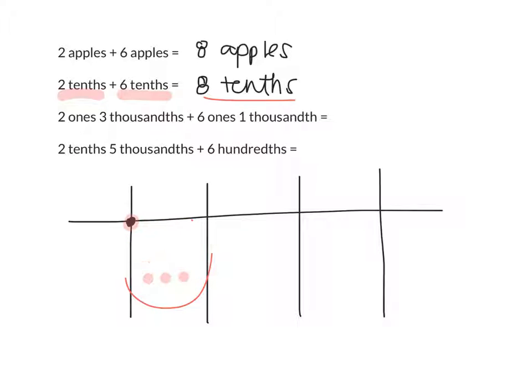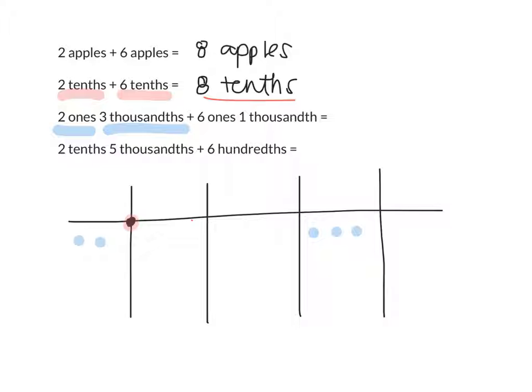Okay, but now let's try a little bit of a more complicated problem. Now I have 2 ones, 3 thousandths. In your place value chart, don't erase what we just did. Just draw a line and then show the next one. Make sense? Okay, if I have 2 ones, I'm going to draw 2 discs or 2 dots in the ones column and then 3 in the thousandths column. Do you guys agree that that's 2 ones, 3 thousandths?